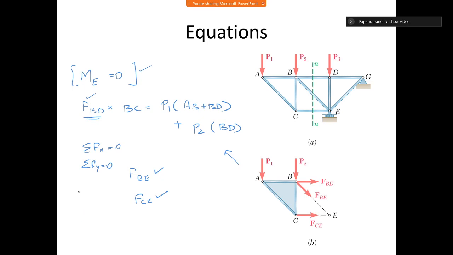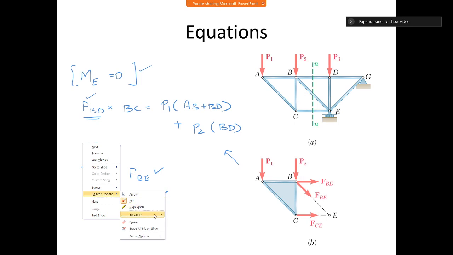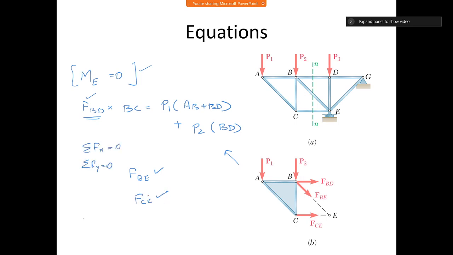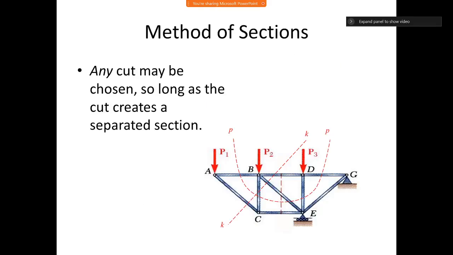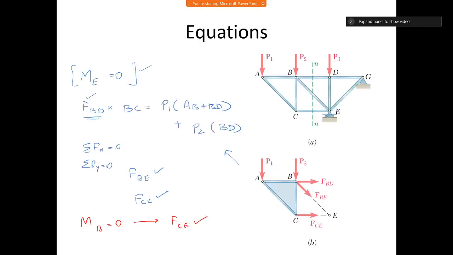So let me write it down as well. If I balance moment about point B is equal to 0, from here by this one equation I can directly get FCE, right? So there are various ways of getting a quick solution, and yeah, that is the method of moment.